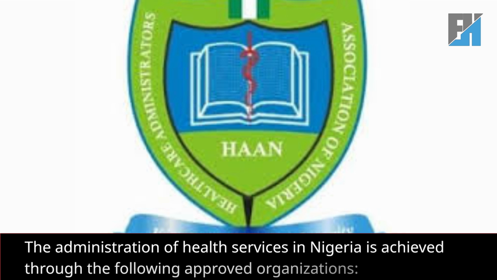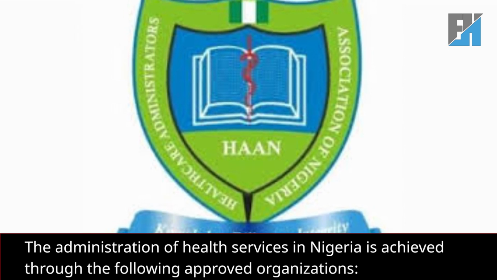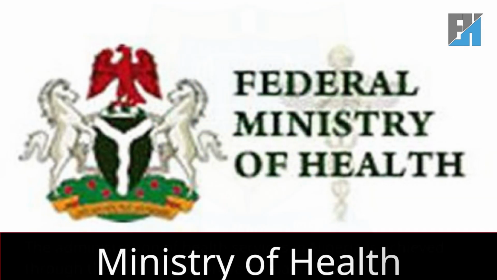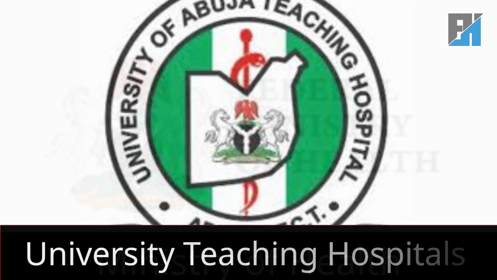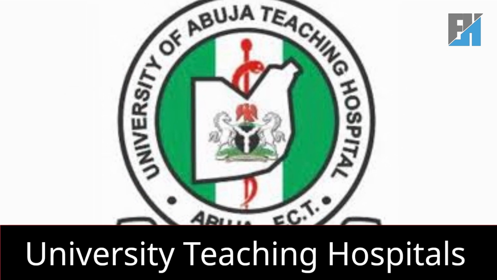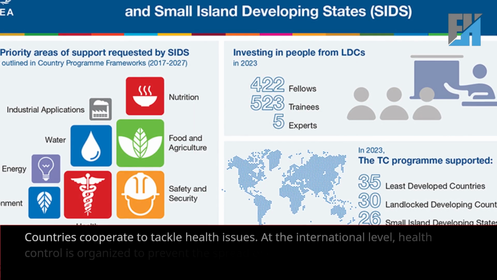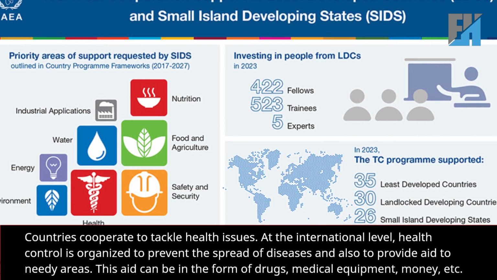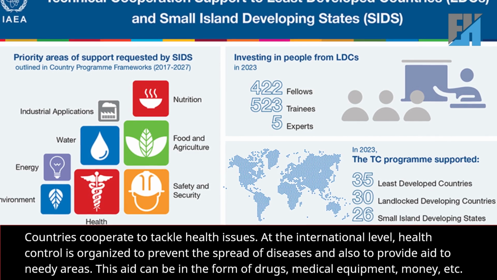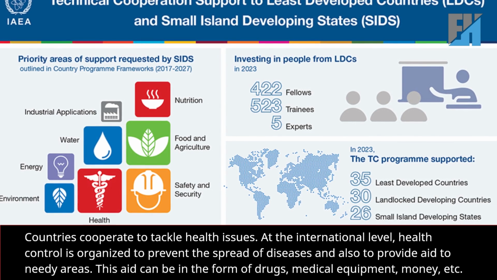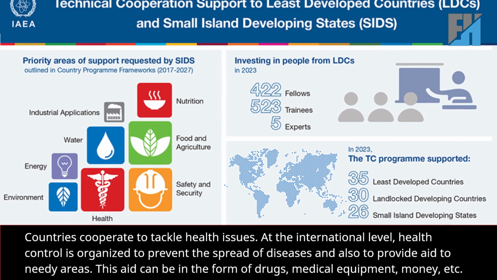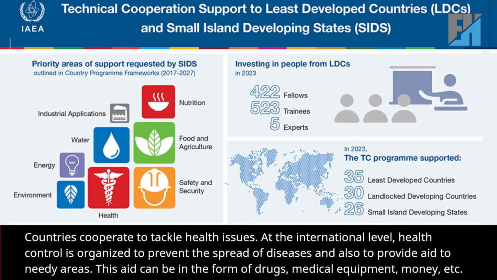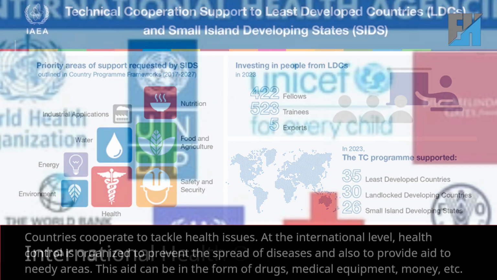The administration of health services in Nigeria is achieved through the following approved organizations: Ministry of Health, University teaching hospitals. Countries cooperate to tackle health issues. At the international level, health control is organized to prevent the spread of diseases and also to provide aid to needy areas. This aid can be in the form of drugs, medical equipment, money, etc.